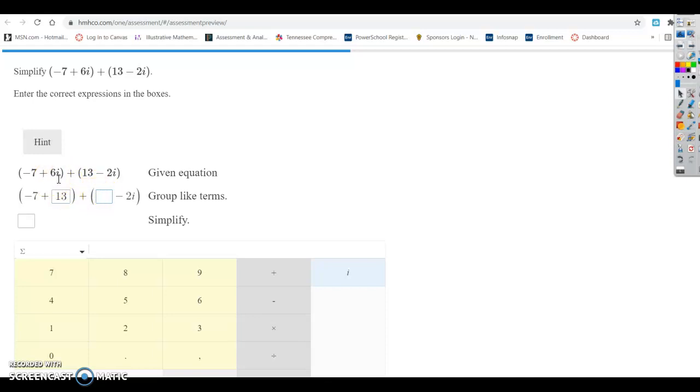So we've got negative 6 minus 2i. So we're going to put 6i here. Then we're going to write it all together as a plus bi. So negative 7 plus 13 would be 6. And then 6i minus 2i would be plus 4i.